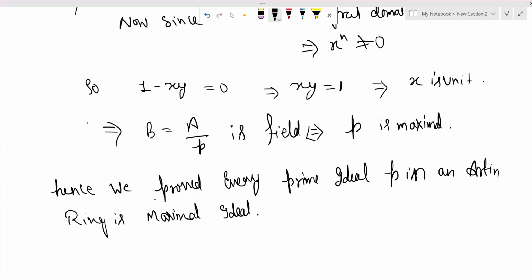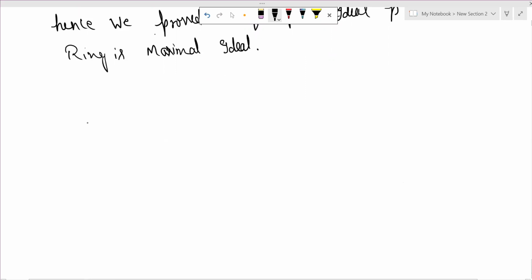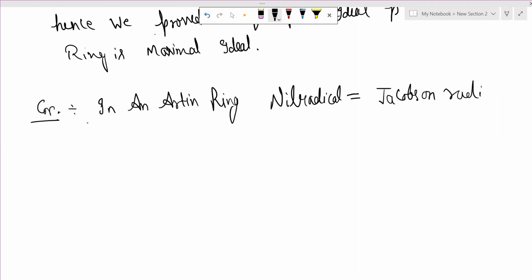So this is the interesting one. Okay. So now here is some corollary for you. You will tell me how we will prove this. In an Artin ring, nil radical is equal to Jacobson radical. How will we prove this? Can someone say something? Please explain Jacobson radical as well as nil radical.